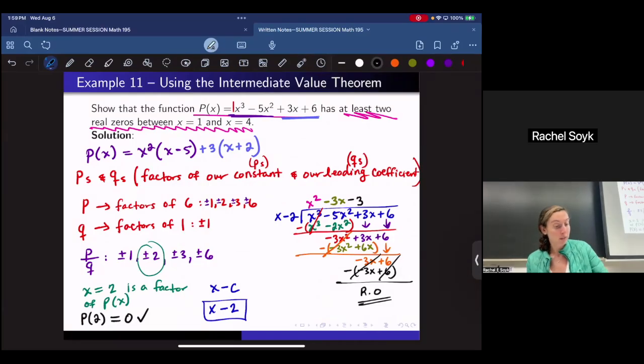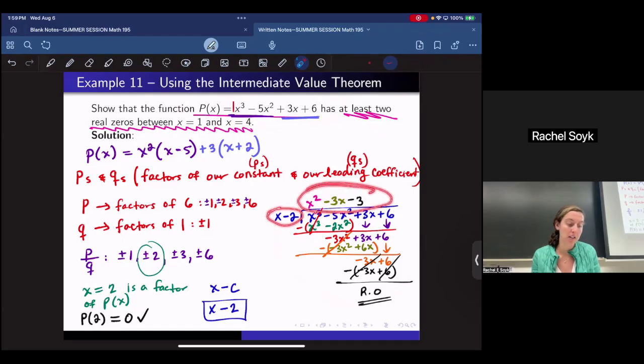And so, what was the importance of all of this? Well, now, instead of looking at x to the third minus 5x squared plus 3x plus 6, you can look at x minus 2 times x squared minus 3x minus 3, which is much simpler to look at.